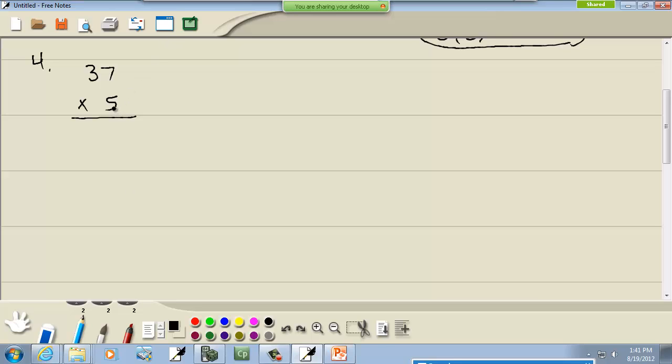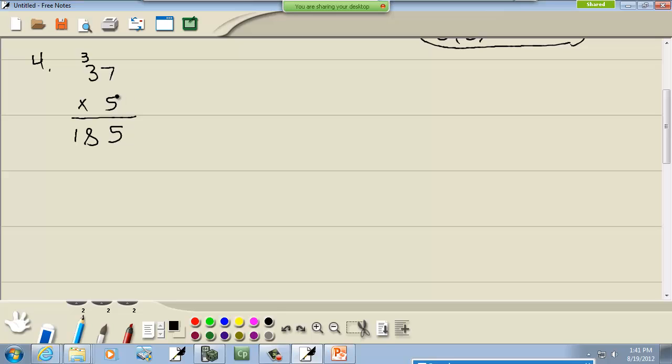Now, we're going to start with a 5 here, and we'll multiply it times a 7. So 5 times 7 is 35. I'll put the 5, and then I'll carry the tens place up to here. And then 5 times 3 gives me 15, and I add the 3 and it gives me 18.